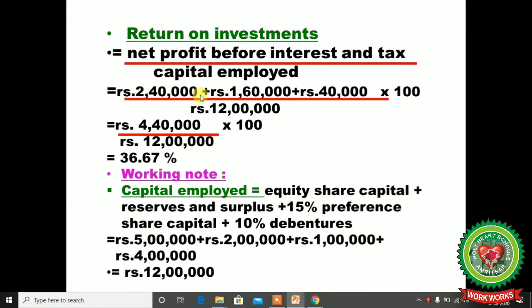2,40,000 is the net profit given in the statement, add 1,60,000 interest and 40,000 tax, and divide by the capital employed 12 lakh, multiply by 100. So 36.67% is the return on investment. Capital employed comprises equity shares, reserves, surpluses, and preference capital, and 12 lakh is the capital employed, meaning the owner here invested 12 lakh.